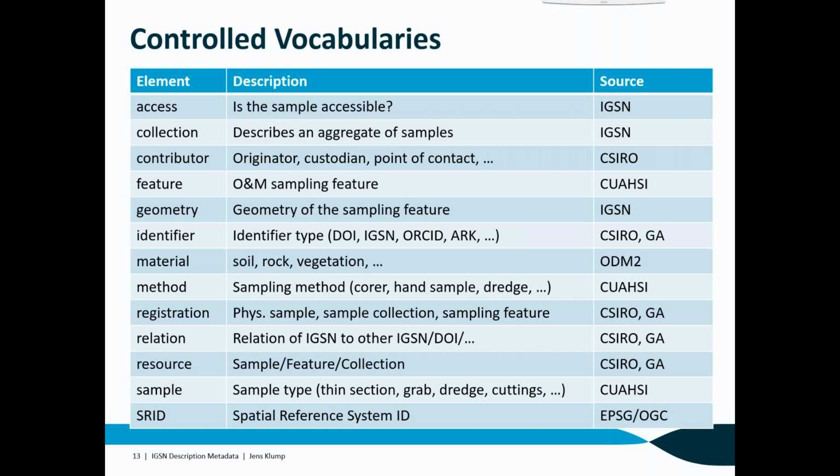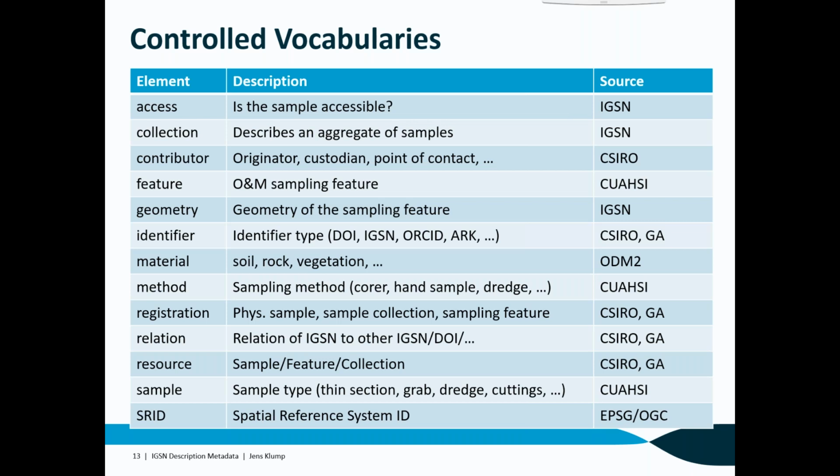In the elements that describe things in more detail, we make use of controlled vocabularies. So we didn't reinvent wheels here, but wherever possible, reused vocabularies that already existed, which is for about half of the lists. So in access, that's fairly simple. It is open or not, or restricted. That's something we came up with ourselves.